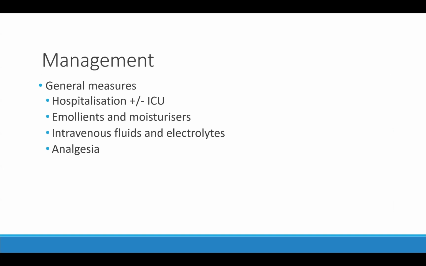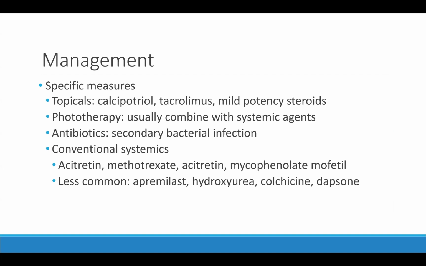General measures of management. The patients will require hospitalization or even ICU treatment if needed. Emollients and moisturizers for dry areas, intravenous fluids and electrolytes, as well as analgesia. Specific measures include topical treatments such as calcipotriol, tacrolimus, and mild potency topical steroids. Phototherapy can be used, but it is usually combined with systemic agents. Antibiotics can be required for secondary bacterial infection, and conventional systemic treatment such as acitretin, methotrexate, and mycophenolate mofetil may be offered. Less commonly, you can use apremilast, hydroxyurea, colchicine, or dapsone.